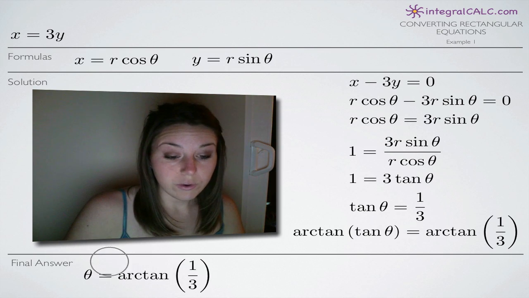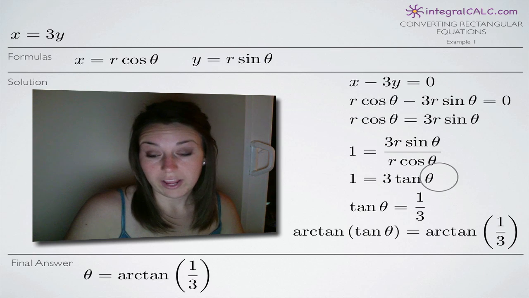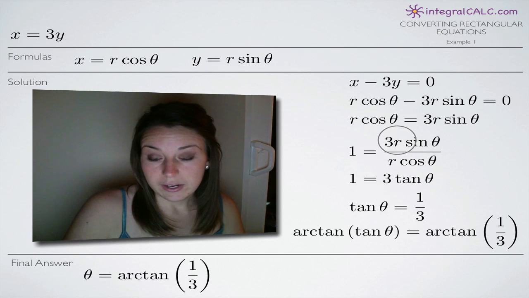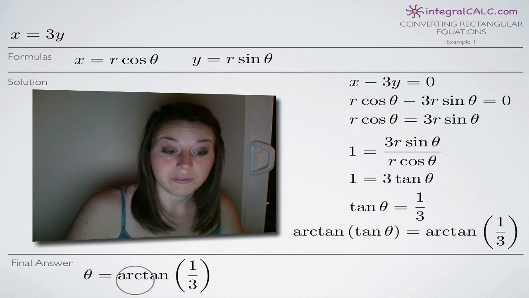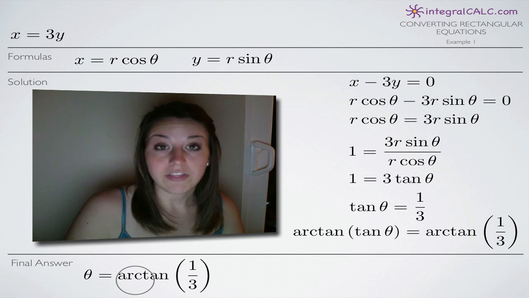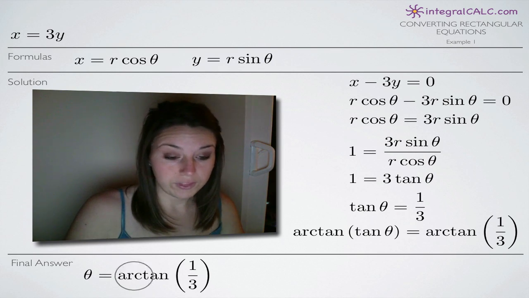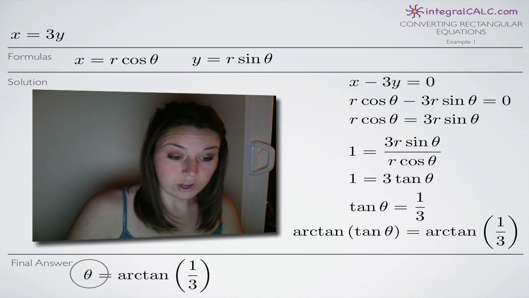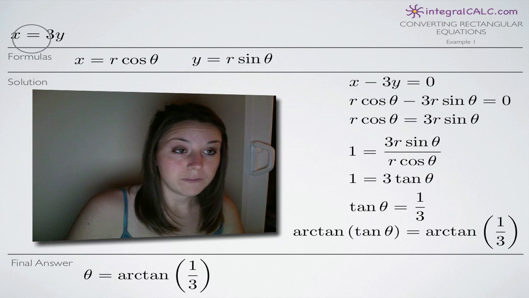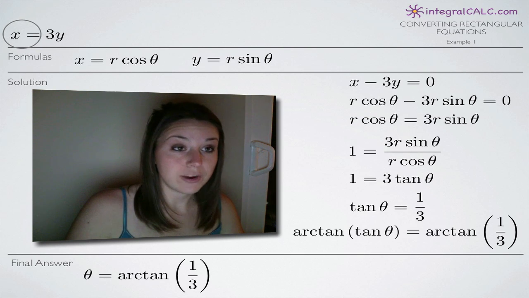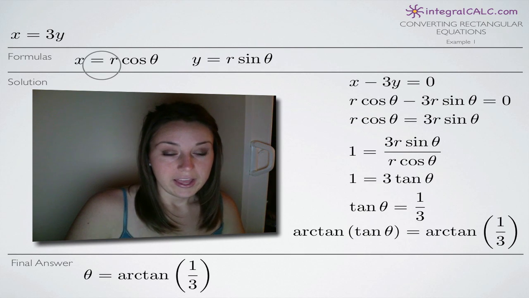So in this particular case, r was eliminated. We canceled it out of the numerator and denominator, so this equation was just in terms of theta. And because we only had theta, we went ahead and solved for theta. This polar equation, theta equals arctan of 1/3, is the same equation as the rectangular equation, x equals 3y, and we just converted it using these two formulas here.